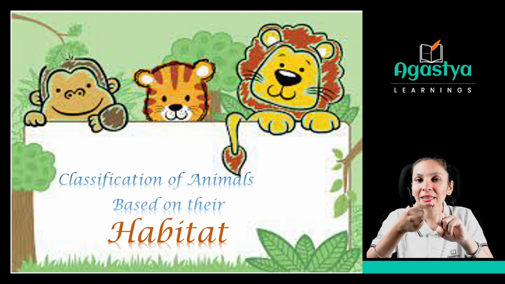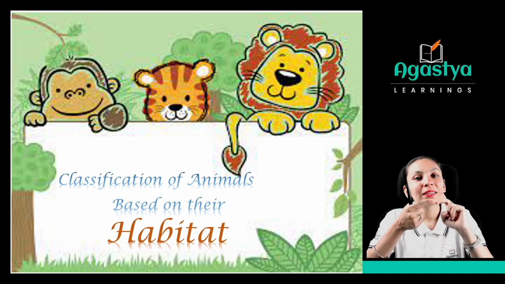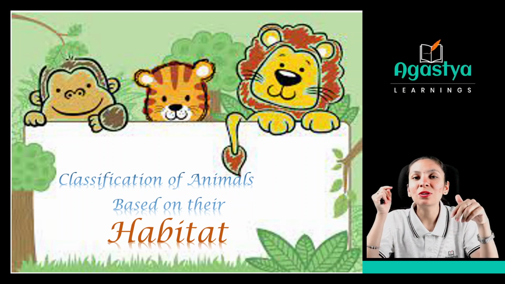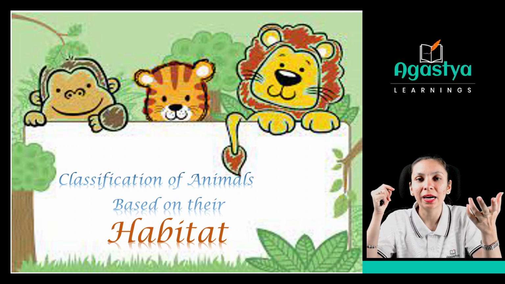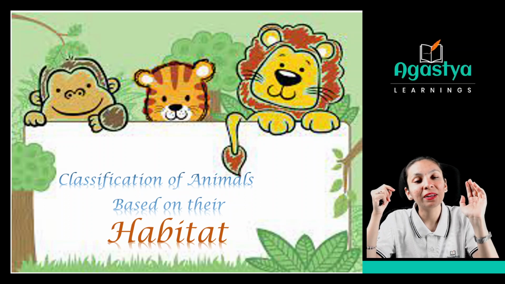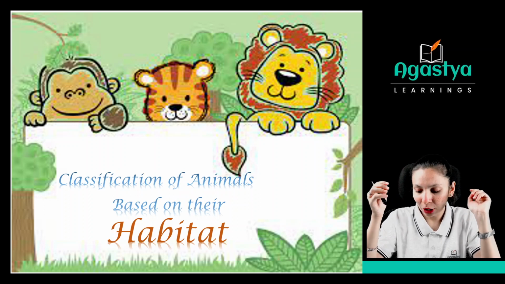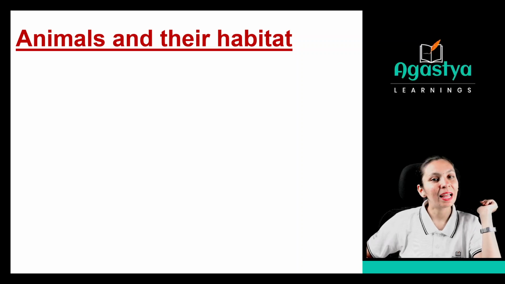The first criteria was based on the presence and absence of backbone. The second criteria was based on their food habits, how they are eating food, what kind of food they are taking. Now the third criteria is where they are living, what is the natural habitat? So based on their habitat, we are classifying these animals, right? So now let's start with the new topic, that is the animals and their habitat.